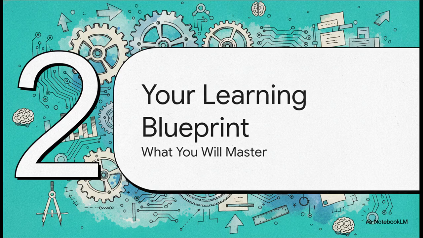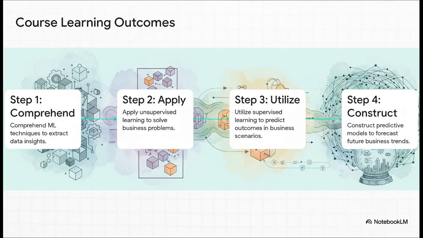Okay, so we get the challenge. Now, let's get really specific about what you'll be able to do when you walk out of this course. This is your learning blueprint, the 4 key skills you are going to master. You can see there's a really smart progression here. You start at step 1, just getting the fundamentals down. Then you immediately start applying them. In step 2, you're using unsupervised learning to find those hidden patterns in data. Step 3, you move to supervised learning to start making predictions. And it all builds up to step 4, where you're not just using models somebody else made, you're actually building your own. It's a really clear path from understanding to creating.